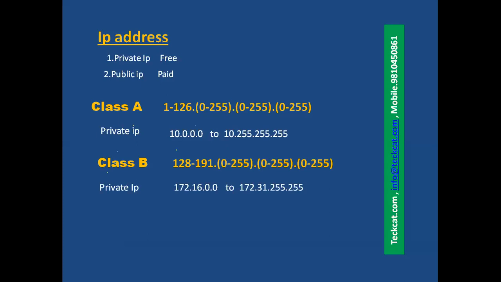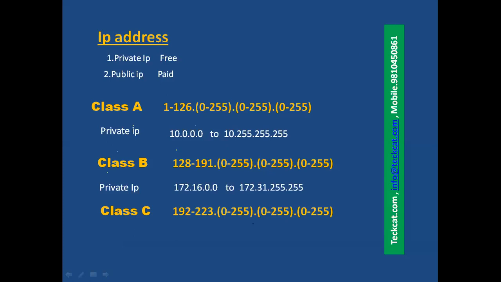Suppose you assign 172, listen to me, 172.15.0.1, that becomes public. For private, the first number will be 172, but the second number should be between 16 to 31. Then the remaining address in class B is called public address. So you mean in class B, less than 16 and more than 31 is all public?